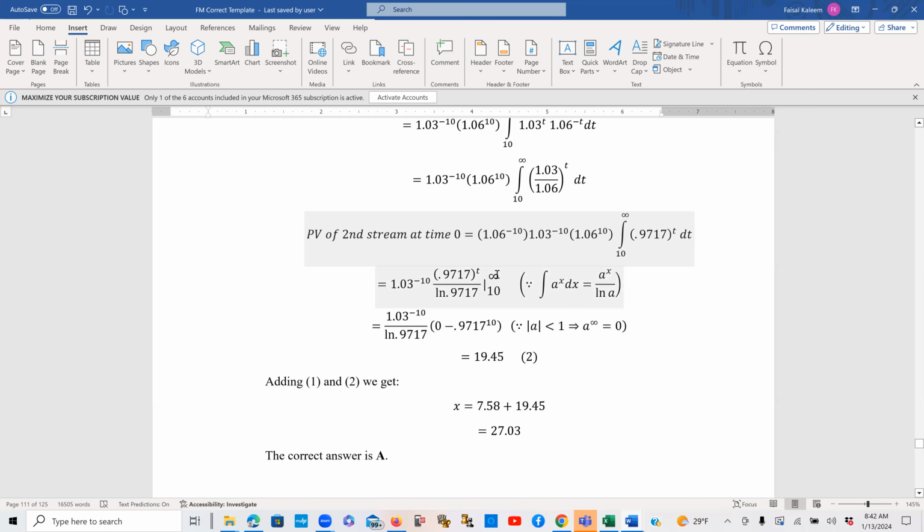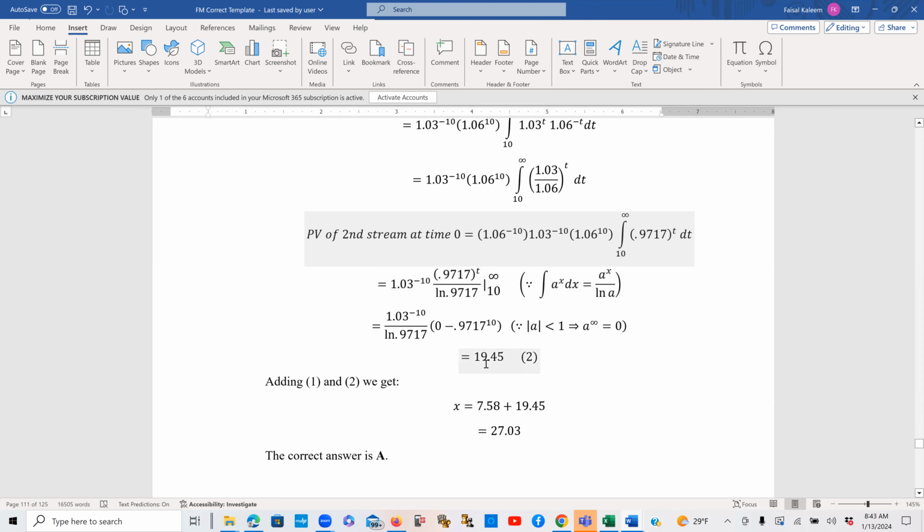So when we substitute infinity, we get 0.9717 power infinity. And now anytime you have a base which is less than 1 in absolute value, like the 0.9717, and you raise it to power infinity, that goes to 0. So that's why we have 0 for the upper limit. And then when you substitute 10, you get 0.9717 power 10. And here I combine the ln 0.9717 over here with the other constant that was standing.